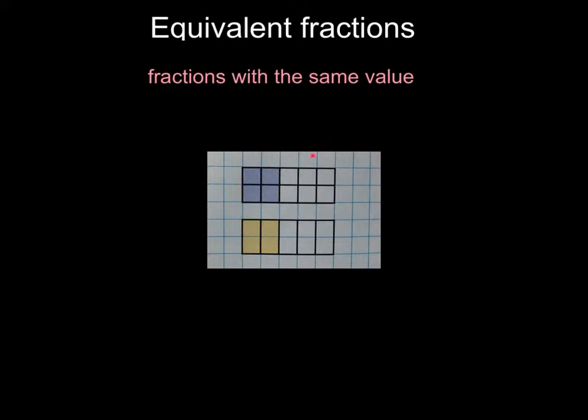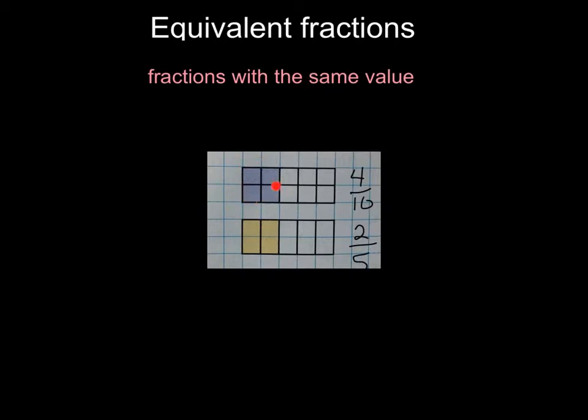In this top picture here, we can see that there are 10 total parts to this, and 4 of them are shaded. So my fraction here is 4/10. In this picture down here, you can see I have 1, 2, 3, 4, 5 parts, and 2 of them are shaded. So my fraction here is 2/5.